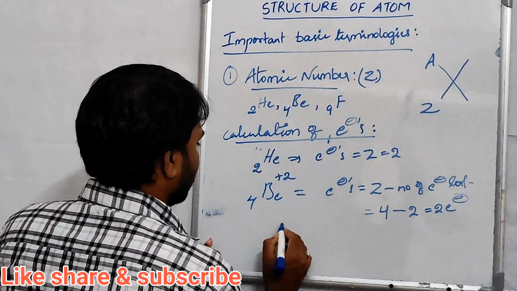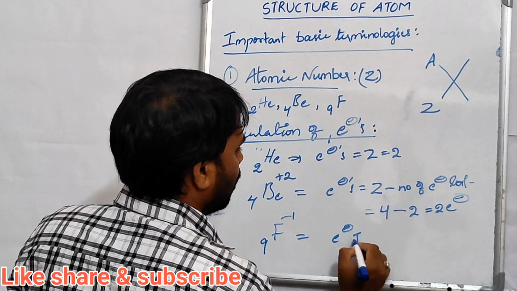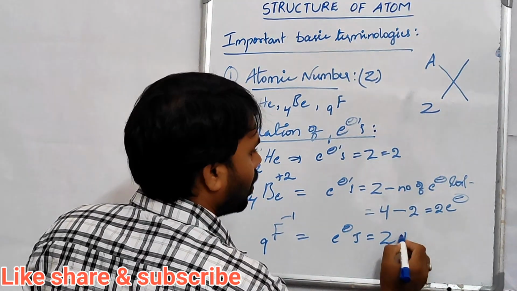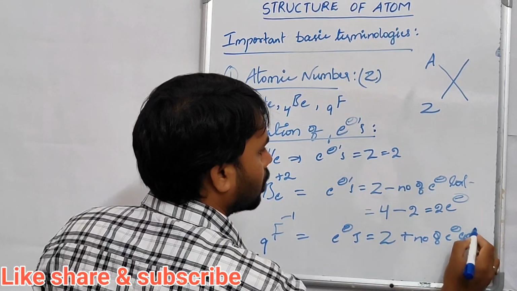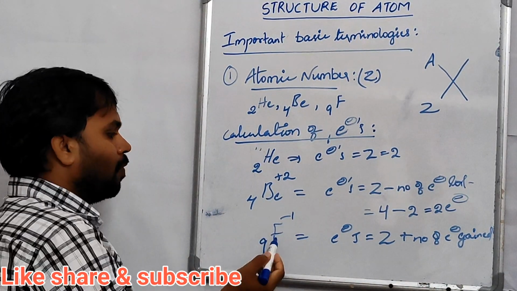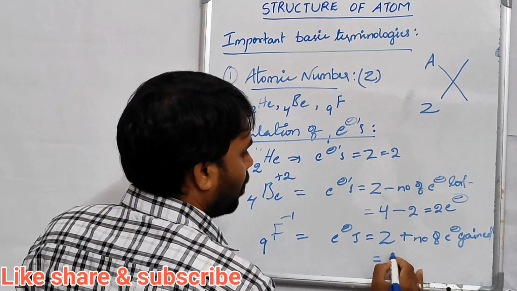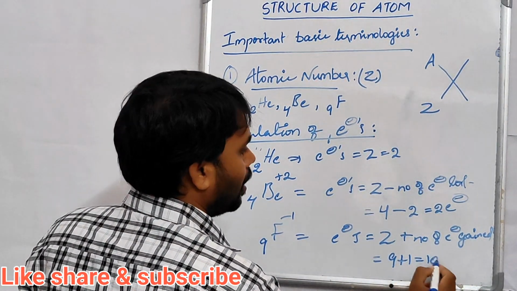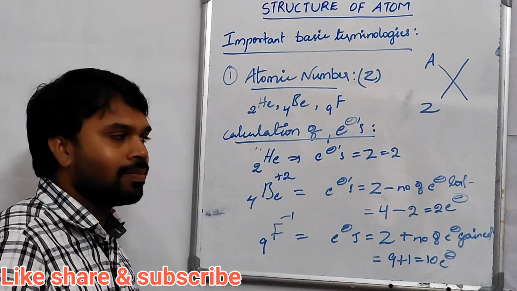For anion, number of electrons is equal to atomic number plus number of electrons gained. This minus 1 indicates this fluorine gained 1 electron. That is atomic number 9 plus 1 that equals 10 electrons. Now this fluorine anion contains 10 electrons.